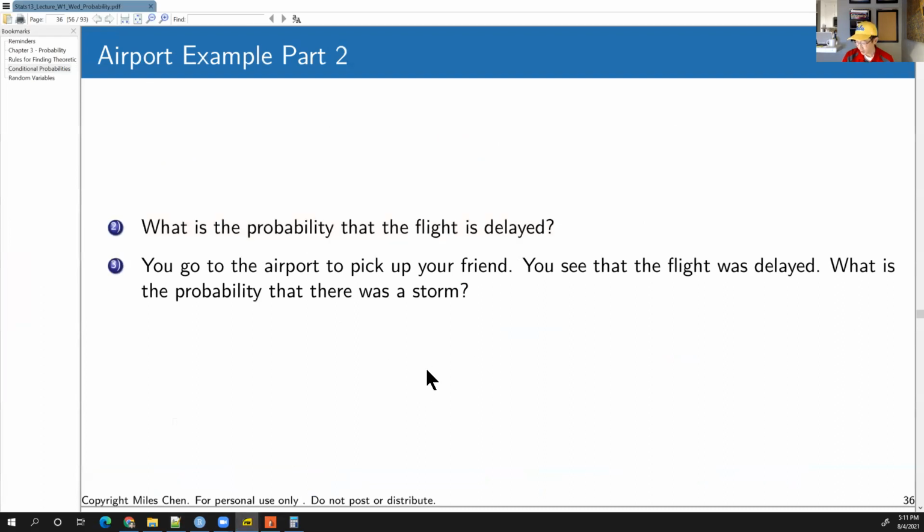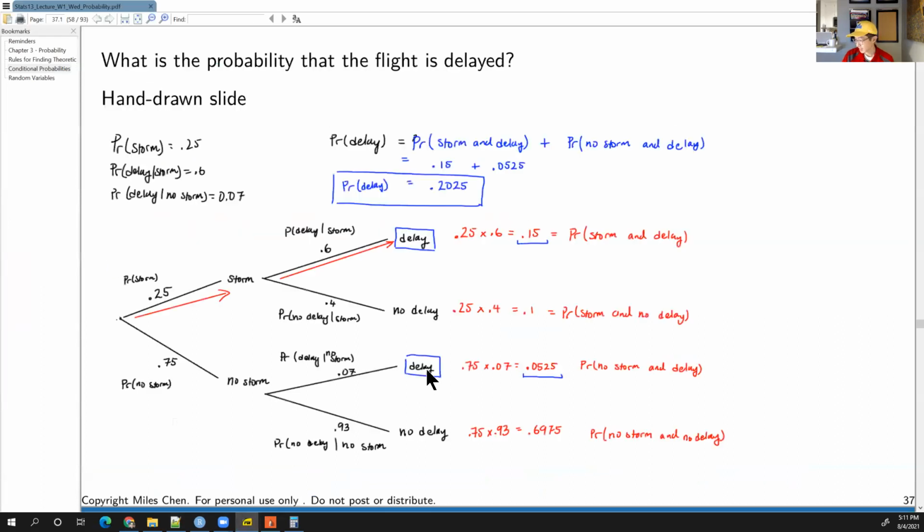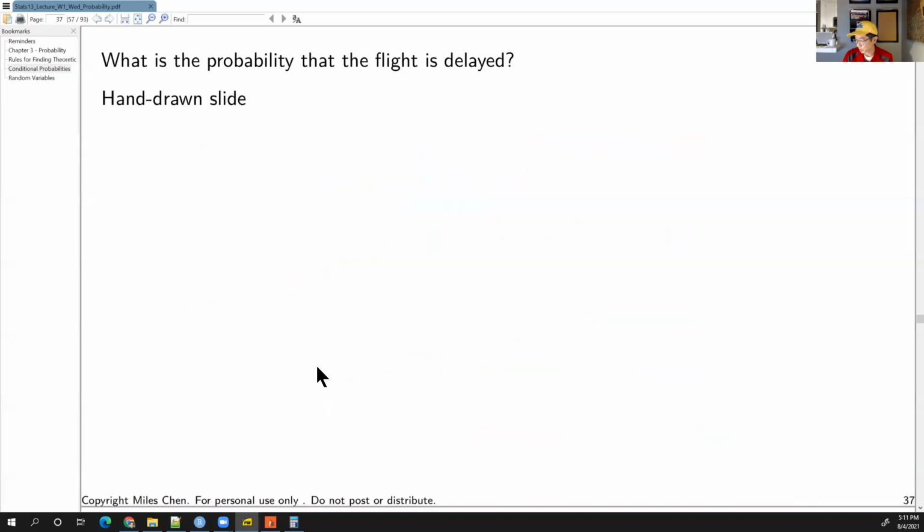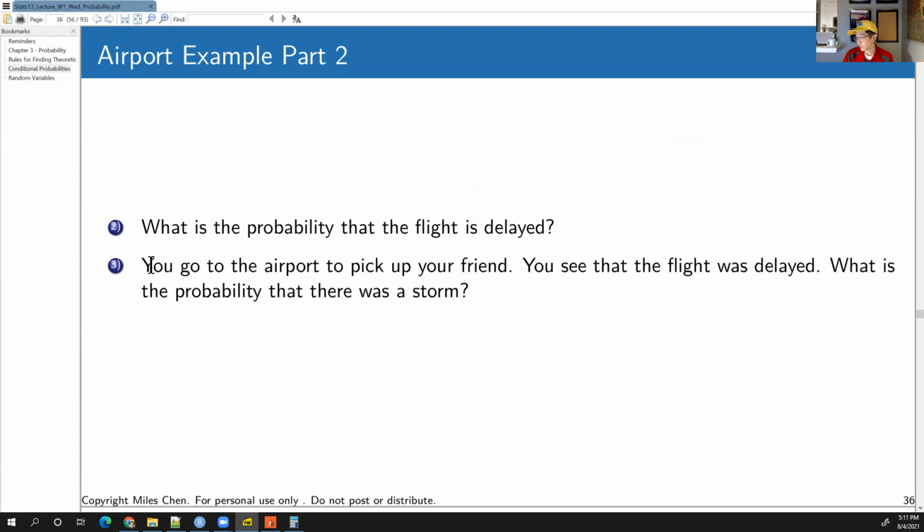Okay, so here's the slide, and also the formula right here, to get the answer, 0.2025. The other question is, you go to the airport to pick up your friend. So we're going to pretend that this is the age before cell phones, or you don't have your cell phone with you or something, right? So you go to the airport to pick up your friend. You look at the board and it says the flight was delayed, right?